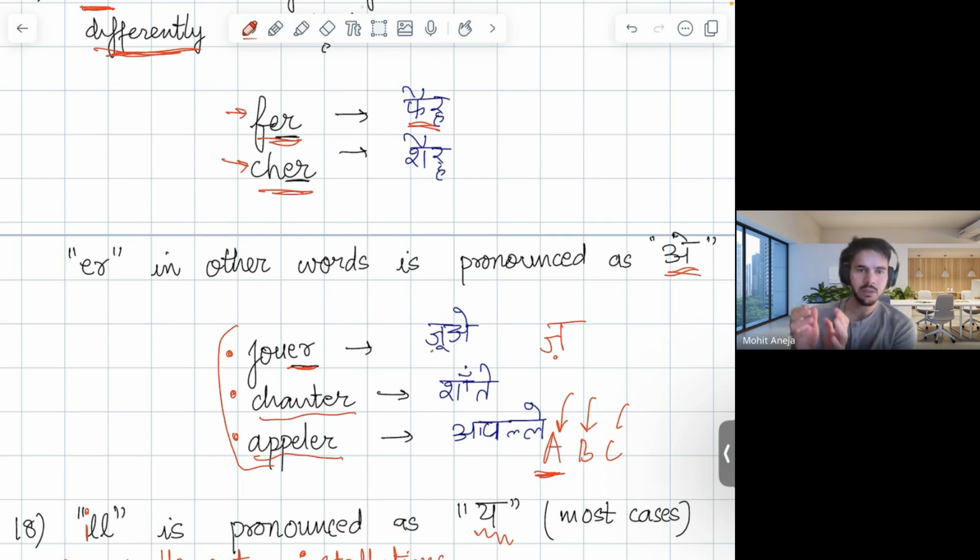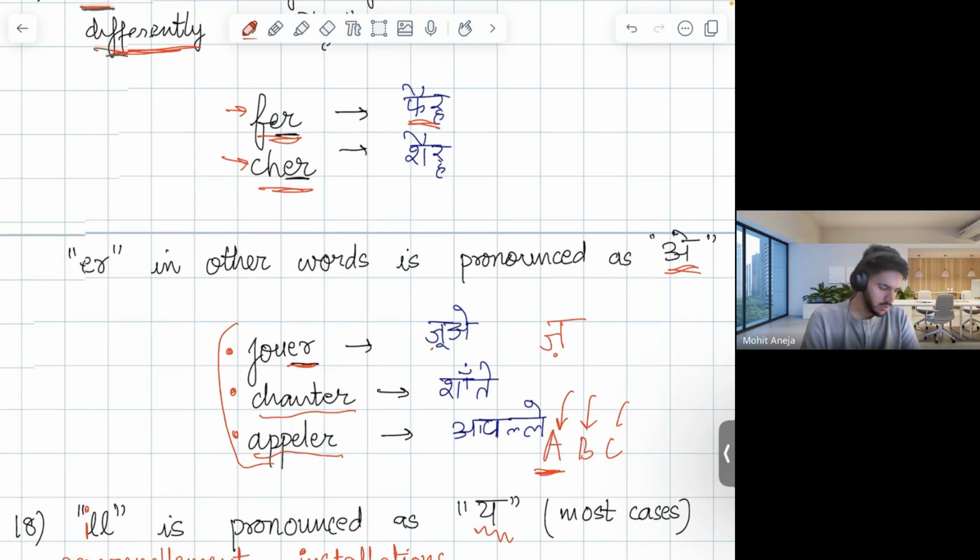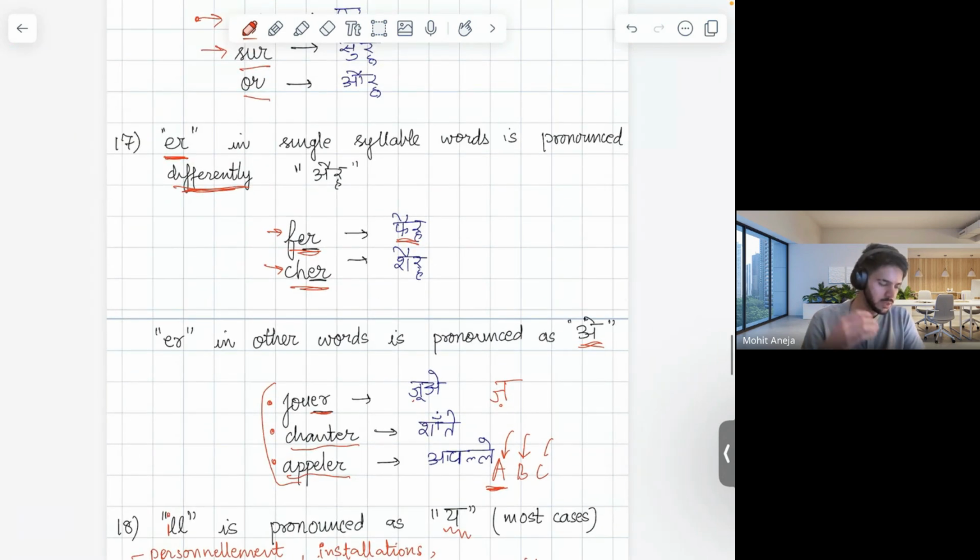Kriti, I think you might not have read this. Please read these words for me. Jouer, chanter, appeler. Yes, very nice. So, assuming you understood these words, faire, cher versus jouer, chanter, appeler, you see the difference in air sound is what we're reading here.